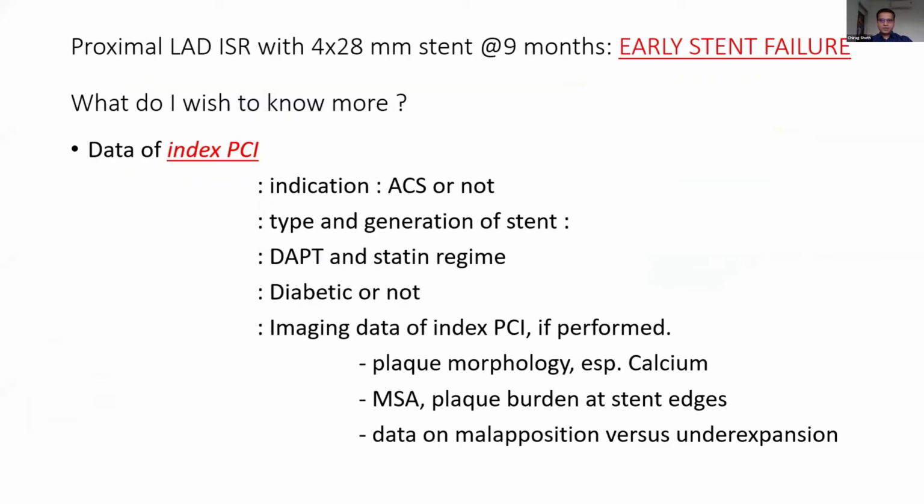So, having known about this case of an early stent failure, proximal LAD ISR with a 4x28mm stent at 9 months, what does one wish to know more? What is the data of the index PCI? What was the indication of the index PCI, acute coronary syndrome or not? Type and generation of the stent, whether it was bare metal or drug-eluting, first generation or third generation, DAPT and statin regime, whether the patient is diabetic or not, and whether imaging was performed in the index PCI or not. I think each and every point is relevant because all of them at some point of time are going to decide the early MACE rates as in this patient.